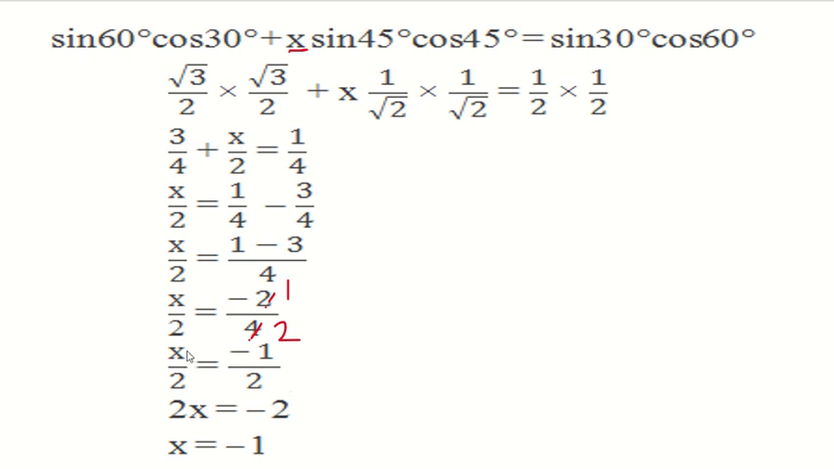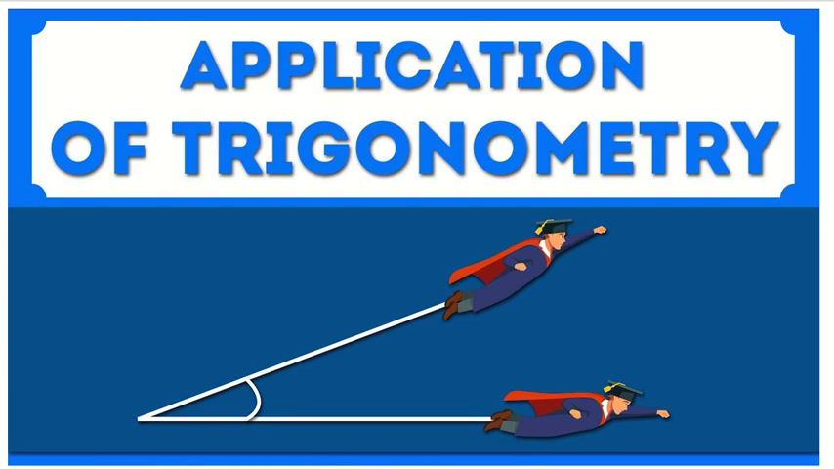So now I need the value of x. So what I'm doing? I'm doing cross multiplication. Already I said you this, right? Whenever you don't want the denominator, we have to do what? Cross multiplication. So it is 2x is equal to 2 into minus 1 gives you minus 2. So what is x? x is equal to minus 2 by 2. So what is 2 by 2? It's nothing but 1, minus 1. You will get the answer as what? Minus 1.